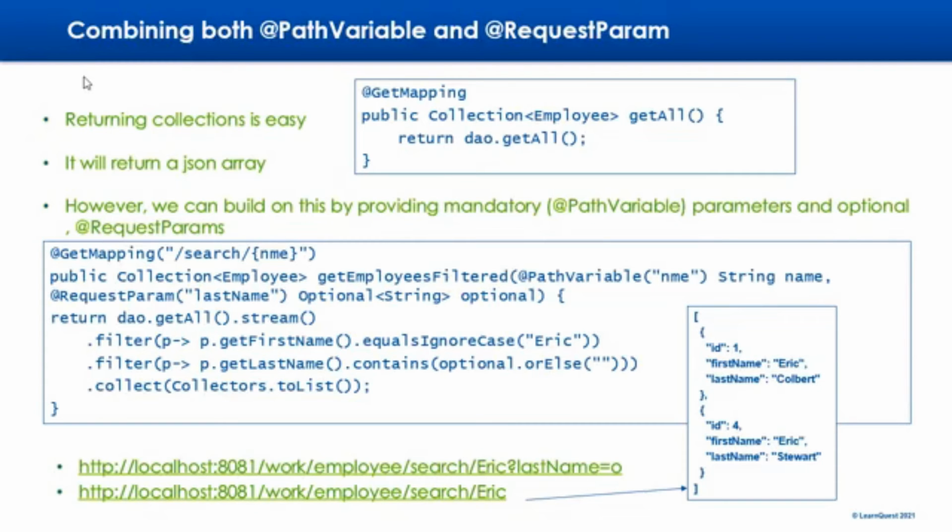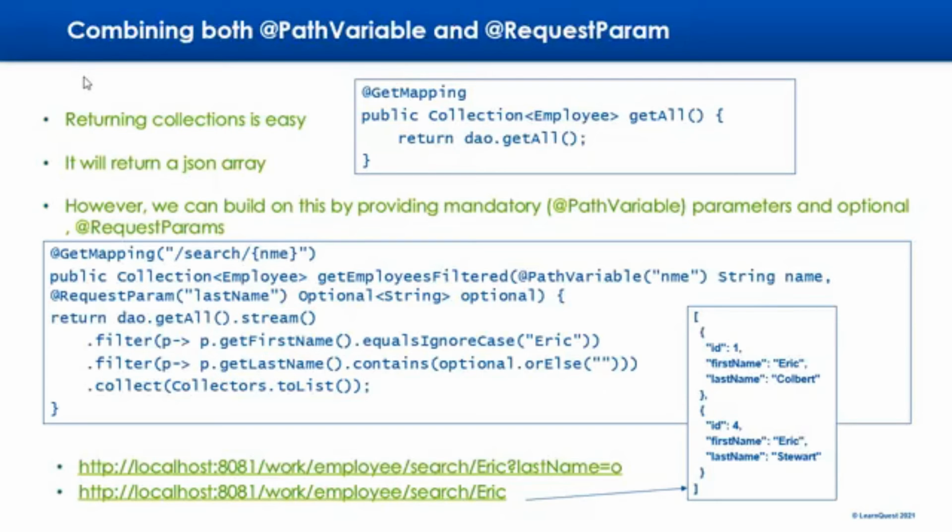What about combining both approaches, path variables and request parameters? Here's an example where I'm returning a collection. It will return a JSON array of employee objects. Path variables are mandatory. They're part of the URL. I have to have them. Request parameters are optional. So you can see I have provided a path on my get mapping, which contains a placeholder for the path variable, mandatory. And then I put in an optional request parameter.